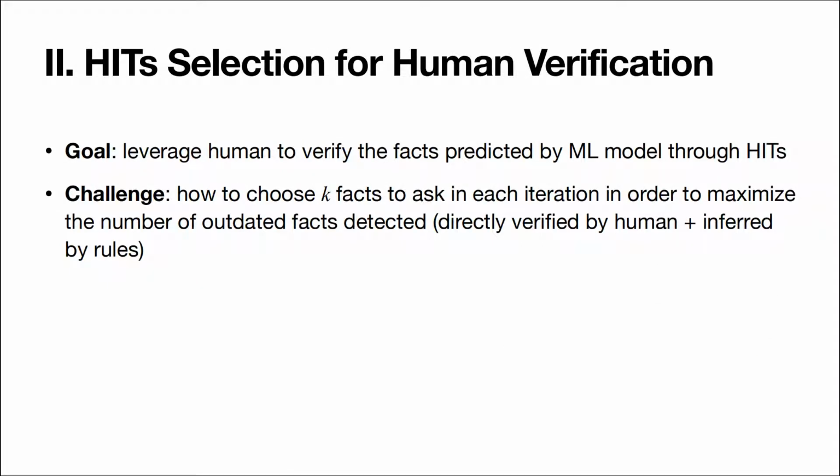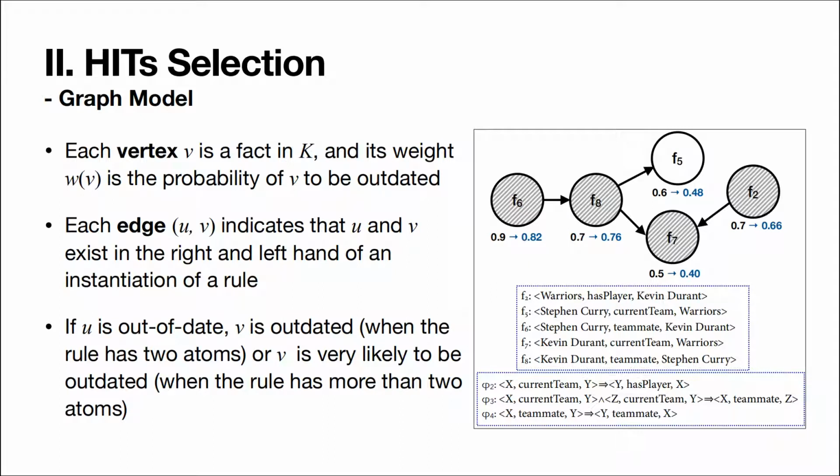Then we aim to leverage the users to verify the facts predicted by the ML model in the second phase. The biggest challenge is which key facts should be asked in each iteration because it directly determines the number of outdated facts detected, which consists of those verified by the users directly and those inferred by the rules. Here we build a graph model for this problem. Each vertex V is a fact in K, and its weight W is the probability of V to be outdated. A directed edge from vertex U to vertex V indicates that U and V exist in the right and left hand of an instantiation of a rule respectively, which means that if U is outdated, it can be inferred that V is outdated or very likely to be outdated.